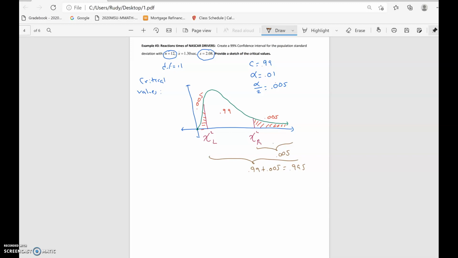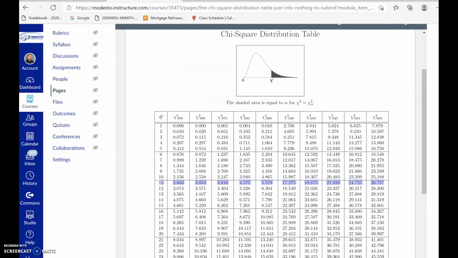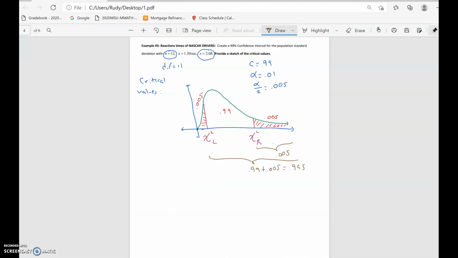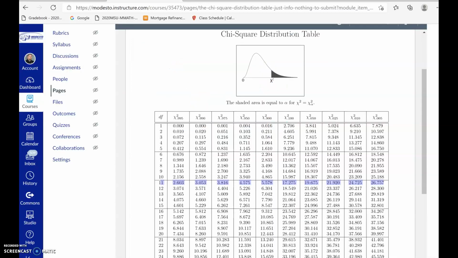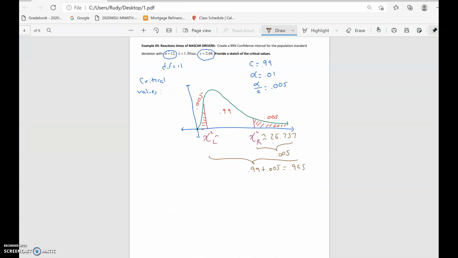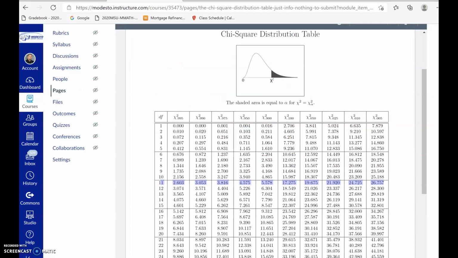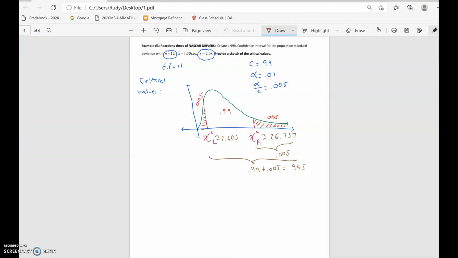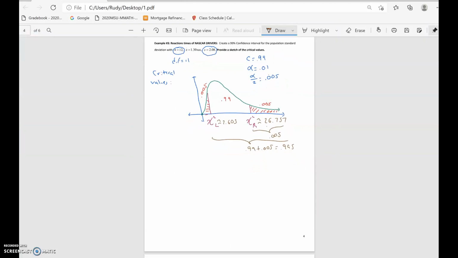So let's take a look at the table. For 11 degrees of freedom, 0.005 would be 26.757. So this one is 26.757, and then for 0.995, 2.603. Let me double check that one. 2.603. And let me just write them to the side.